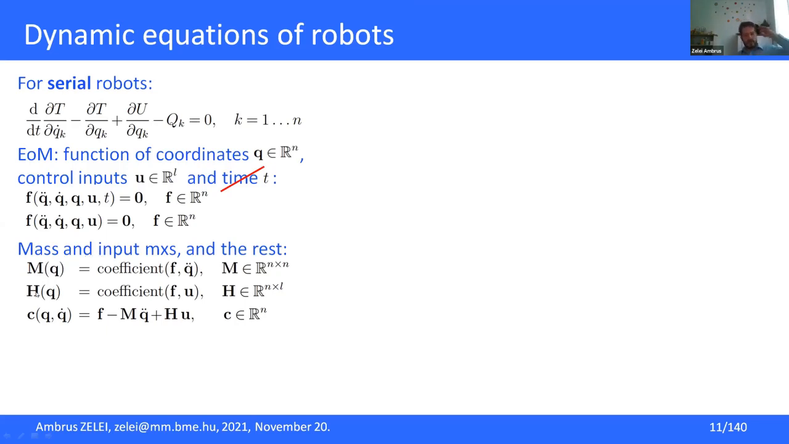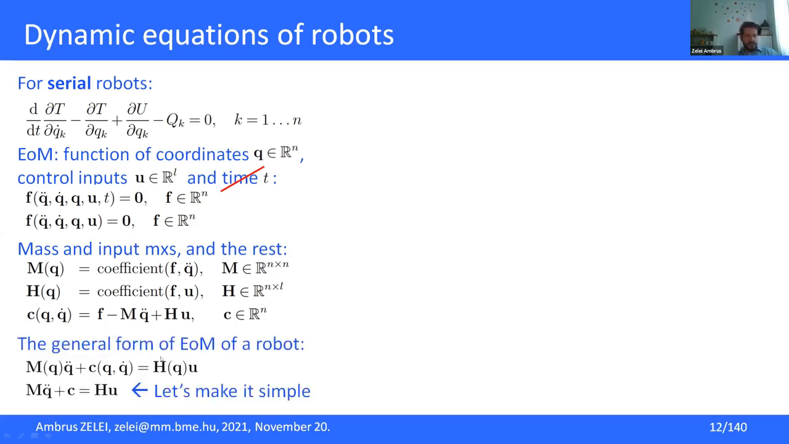It's not possible in case of mechanical systems. And you can also collect the coefficients of the control inputs u, and then you will obtain something which is usually called the control input matrix. And then there will be some rest terms in the equation, and in this presentation we will denote it by small c, and this is the rest.